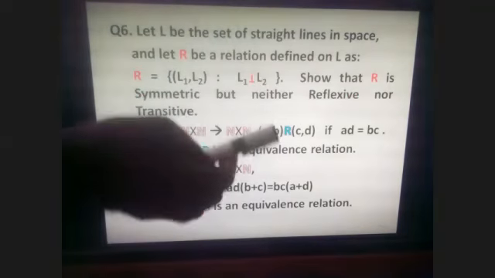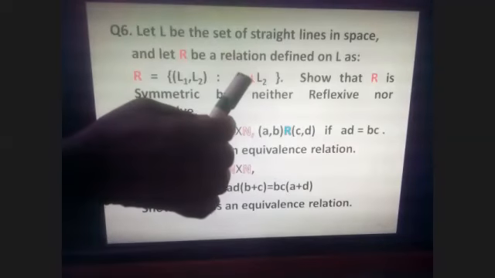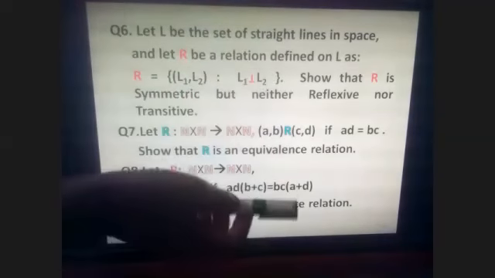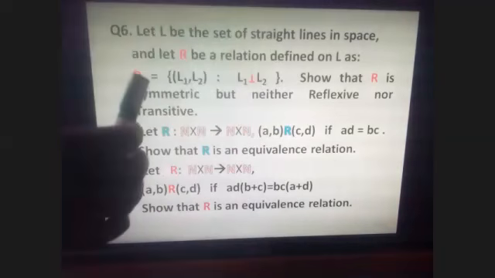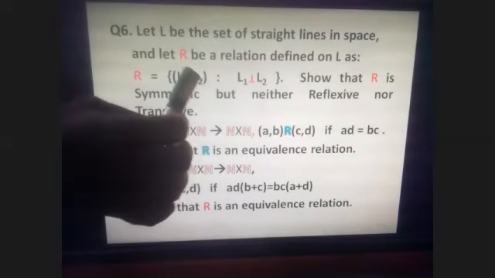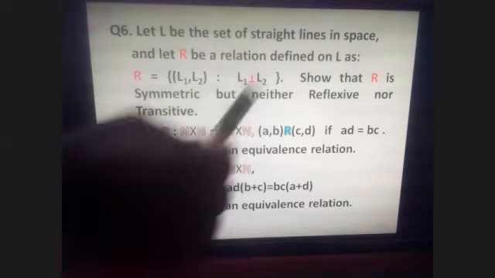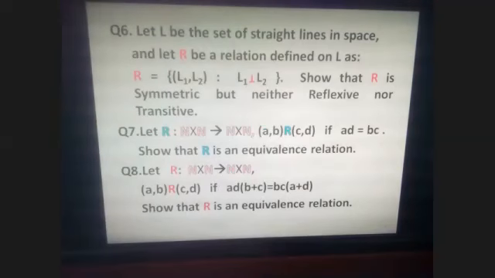We can easily show it. It is not reflexive. One line cannot be perpendicular to itself. It is not reflexive. And it will be symmetric. Why? If line L1 is perpendicular to line L2, then naturally L2 is perpendicular to L1 also. Transitivity, you have to tell me, it is not transitive.